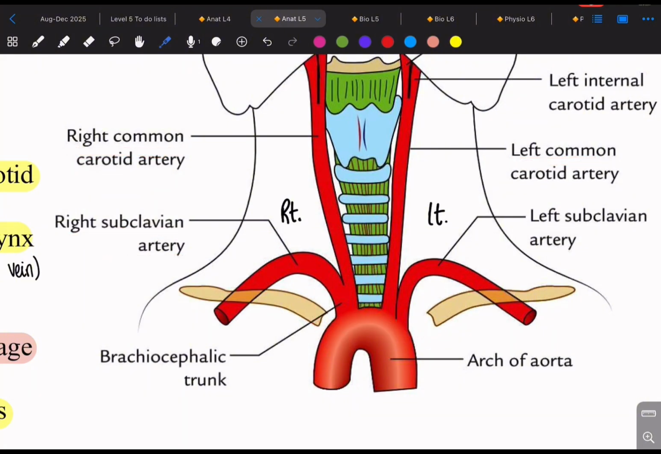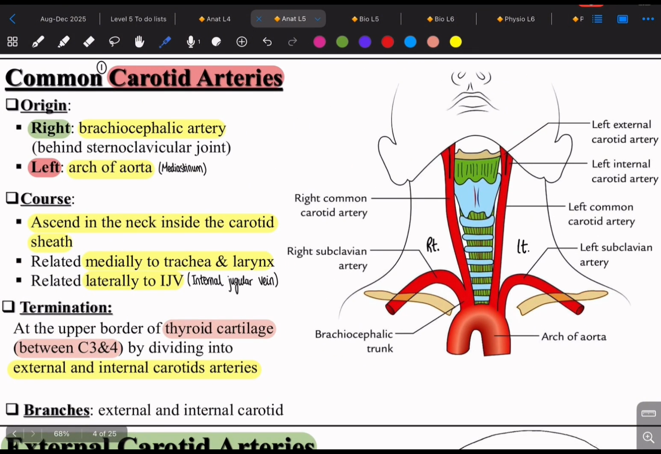Tamam? Tamam. Now let's see the common carotid arteries, okay? We're going to talk about the right and left together because they're the same in everything except the origin. We said the origin, we now know that for the left side, the left common carotid is directly from the arch of the aorta. For the right side, it's from the brachiocephalic trunk. Everything else is going to be the same. The course is the same, termination, division, everything is going to be the same except the origin, okay? So this is exactly what I just said. The right, we said brachiocephalic artery, left arch of the aorta, tamam?